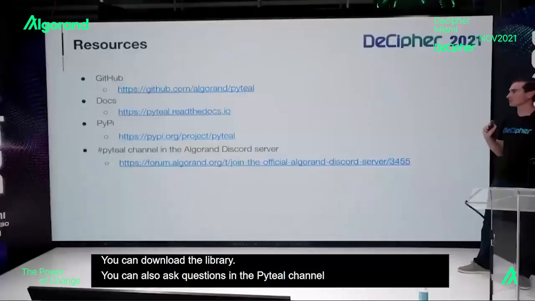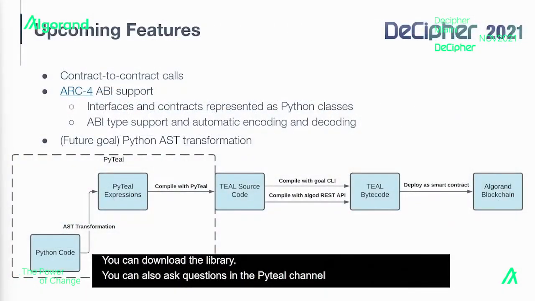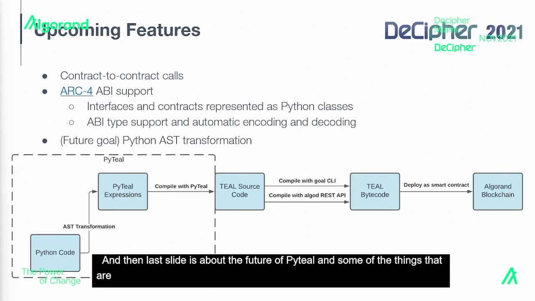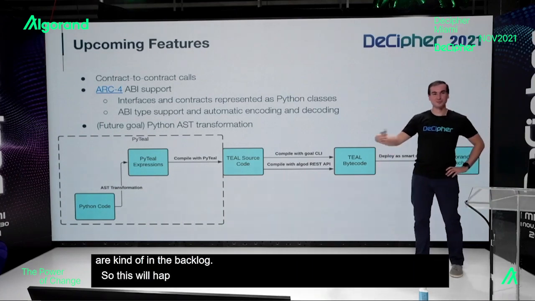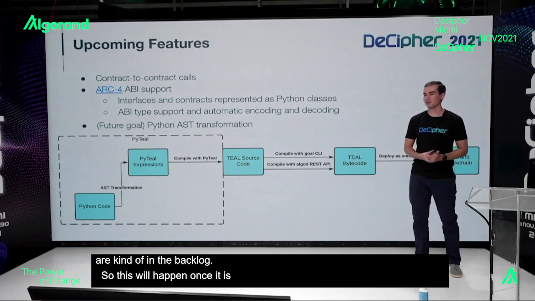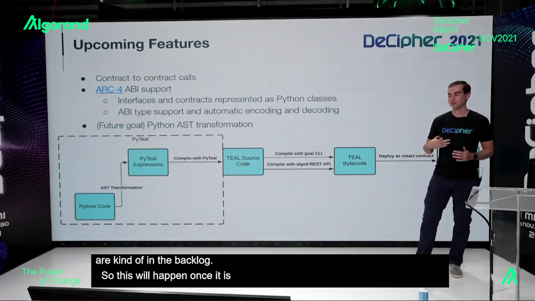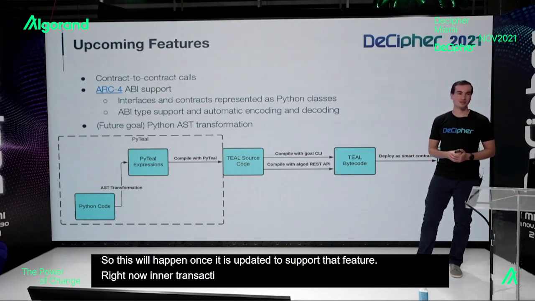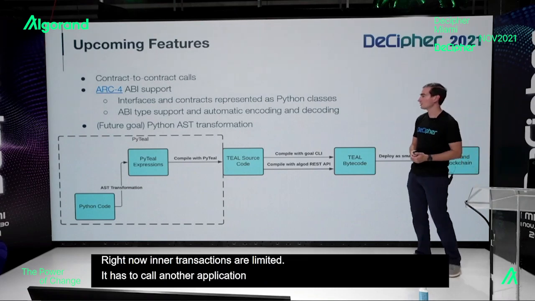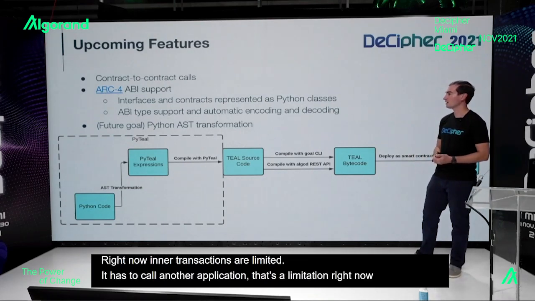Okay, and then the last slide is about the future of PyTeal and what that could look like. Some of the things in the backlog are supporting contract-to-contract calls. This will happen once the AVM is updated to support that feature, because right now inner transactions are limited. You can't have an inner transaction that calls another application because that's a limitation right now, but we're looking to lift that soon. And PyTeal will be modified to support that.